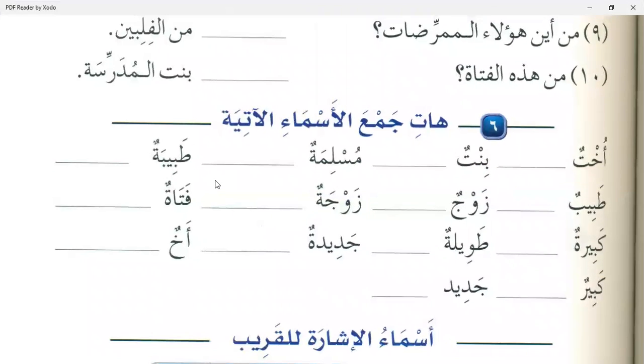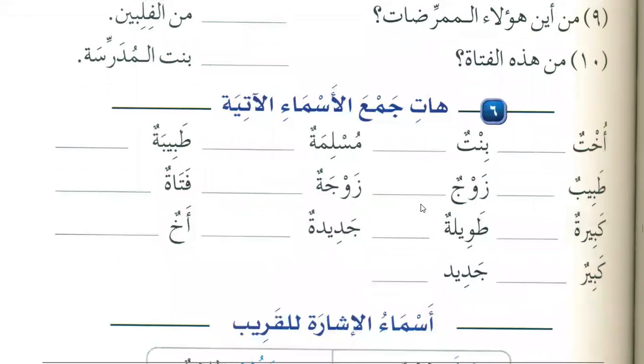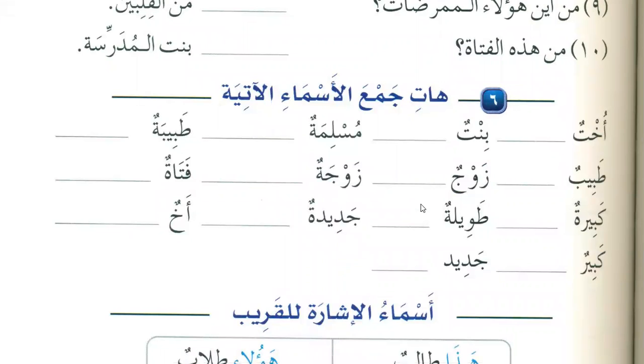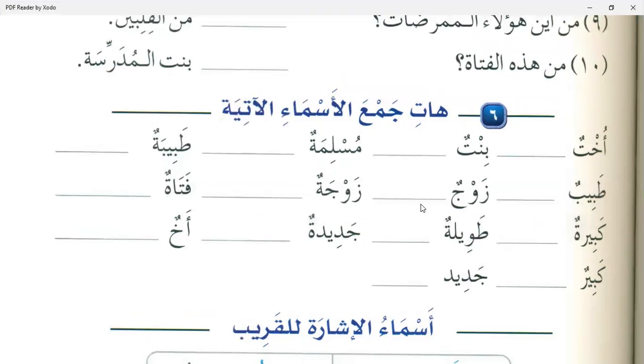Hati jam'a asma'il atiya. Bring the plural of the following nouns. Mr. Rahma. Akhawat. Binti, banati. Muslimati. Tabibati. Atba'u. Zawji, azwaj. Next, Miss Zuana.